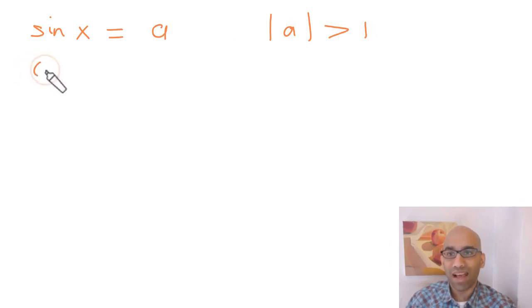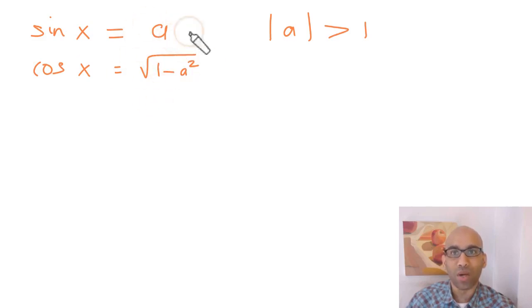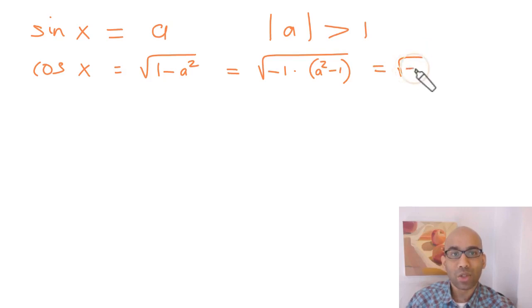So once again, we have this simple idea. We take cosine of x and we write this down as square root of 1 minus a squared, because cosine squared plus sine squared should be equal to 1. So this squared plus this squared is equal to 1, which we can easily see. Now note that because a is greater than 1, 1 minus a squared is always going to be a negative number. And so we can write this as square root of negative 1 times a squared minus 1. And we can further write this as square root of negative 1 times square root of a squared minus 1.